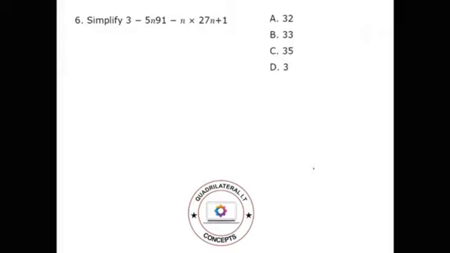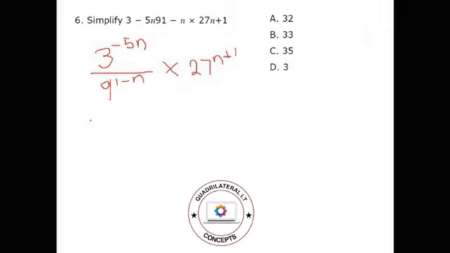The next question is on indices, and we have 3 raised to the power minus 5n divided by 9 raised to the power 1 minus n multiplied by 27 raised to the power n plus 1. So this is the question, don't mind what is there. So we are asked to solve this.